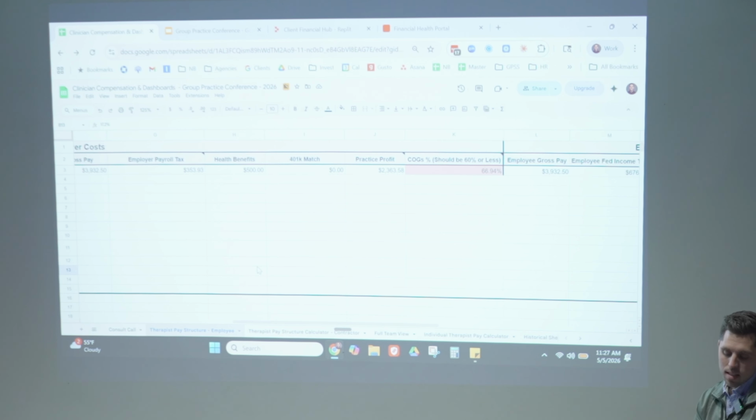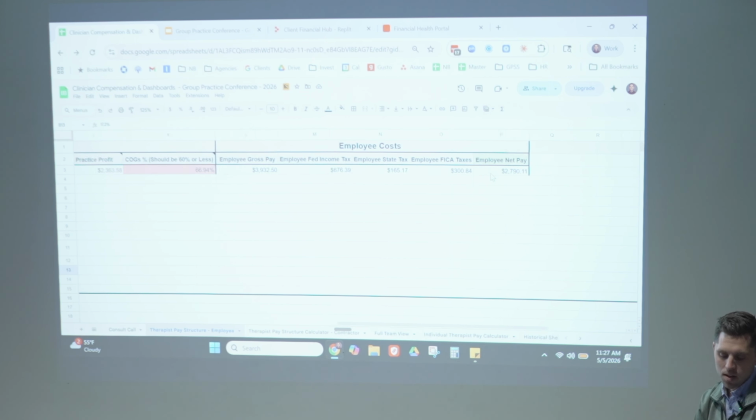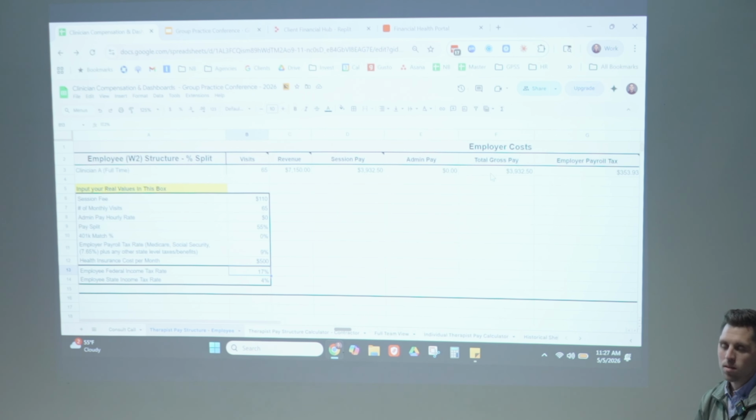And then if you do want to see the employee side, as far as what they're going to take home, that's on here too. Some people want that, some people don't. But if an employee comes to you and asks, hey, what am I going to actually make after taxes? This gives you that piece, at least close to that. All right. So that's that side of things. Questions so far on that? This is just a very, very zoomed-in version for one clinician only.